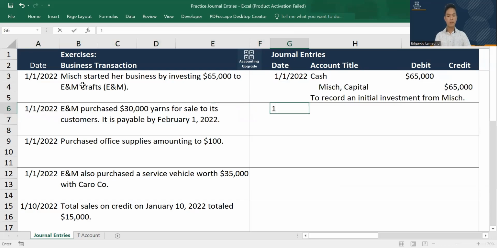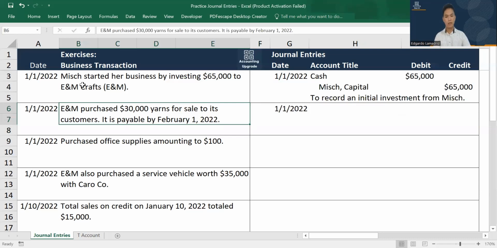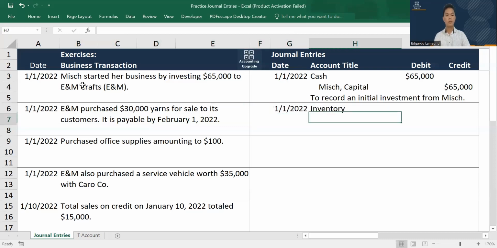So again, we will indicate the related date, which is January 1, 2022. And from there, we will identify the related transaction. It says here that E&M purchased $30,000 yarns for sale to its customers, and it is payable by February 1, 2022. So let's now look for the debit side. What is the related asset or expense or withdrawal here? Since it is yarns for sale, we can identify this as inventory.